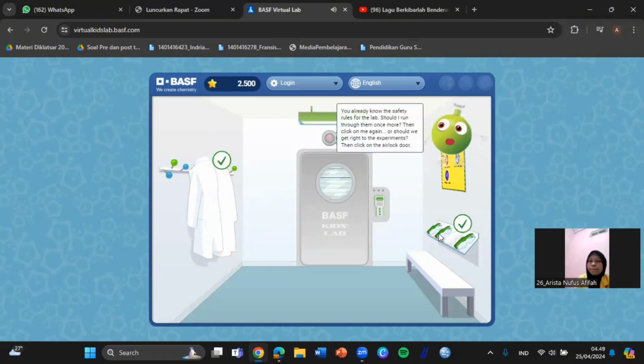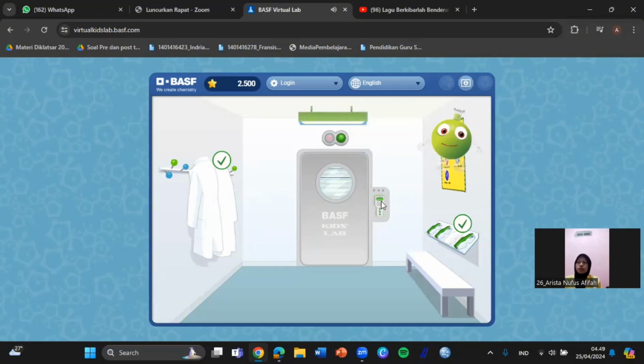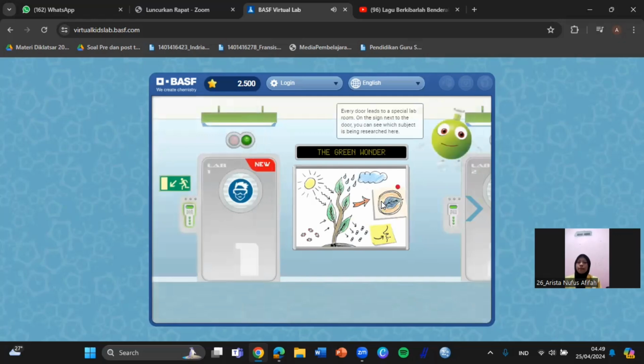You already know the safety rules for the lab. Should I run through them once more? Then click on me again. Or should we get right to the experiments? Then click on the airlock door. Every door leads to a special lab room. On the sign next to the door, you can see which subject is being researched here. You use the arrows to move through the hallway and go into the different laboratories. Feel free to look around. There's a new, exciting research discipline behind each door.